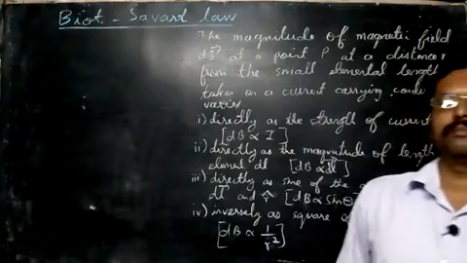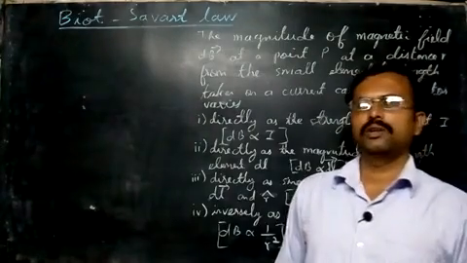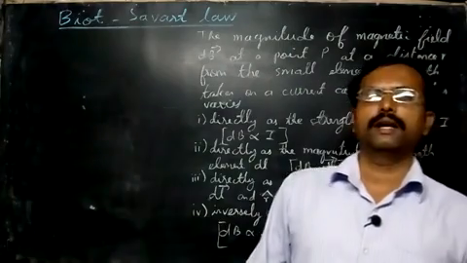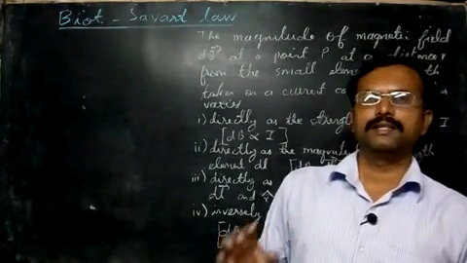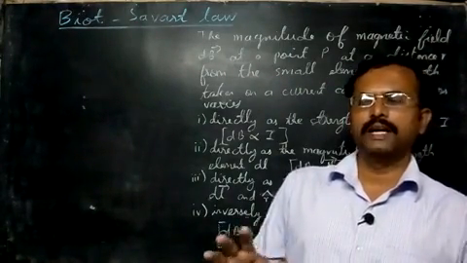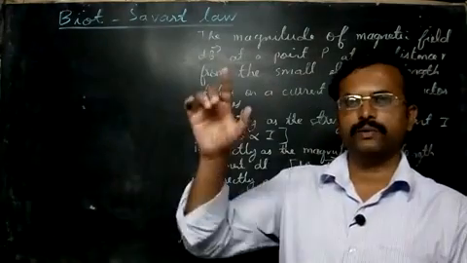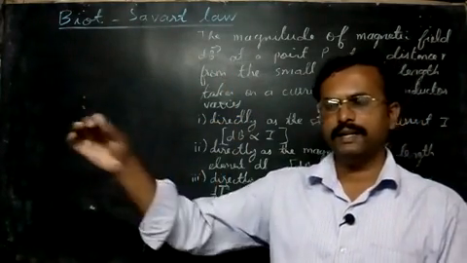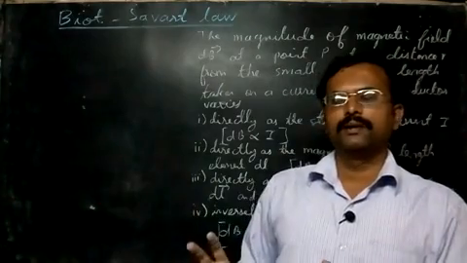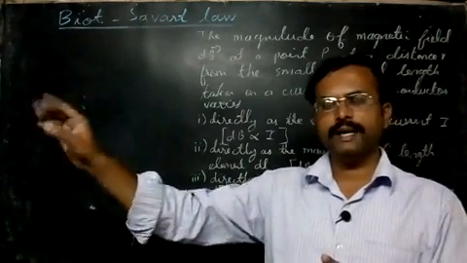Now let us study about Biot-Savart Law. John Baptist Biot and Felix Savart discovered a law in which, if you have a current carrying wire and we take a distance from it, we have to see what's the magnetic field at that point.